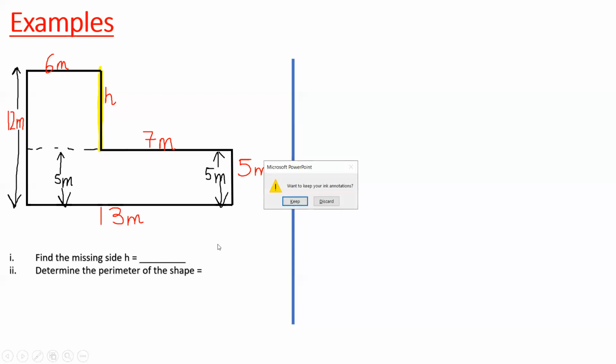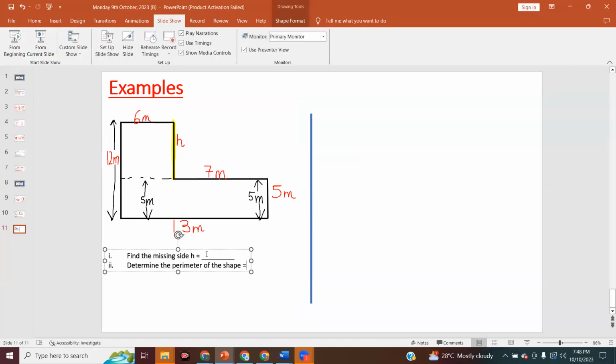So the answer is going to be 12 meters minus 5 meters, which is 7 meters. Okay. How many persons got that? Very good. Now, based on your answer, tell me the perimeter of the shape.